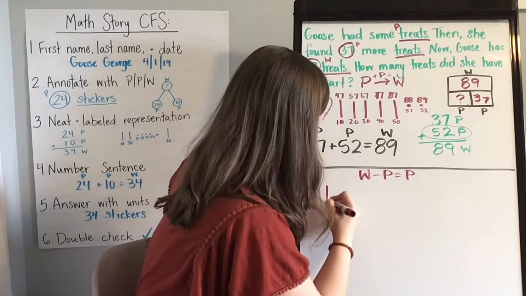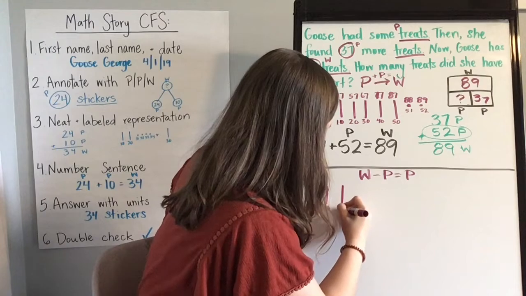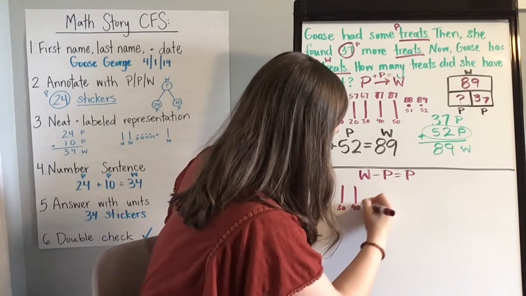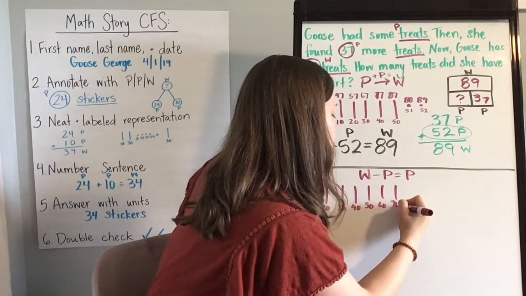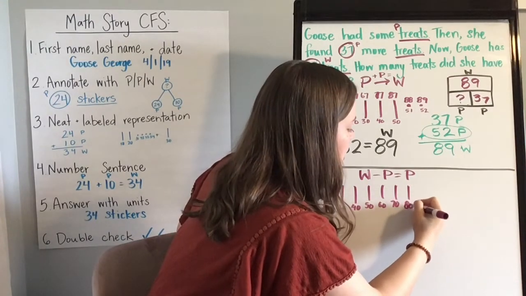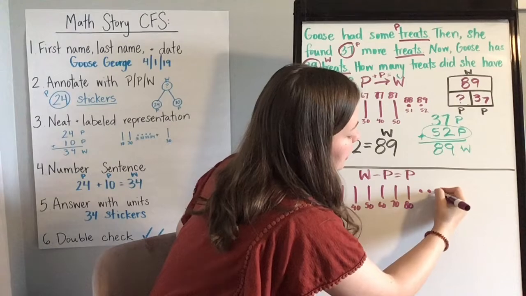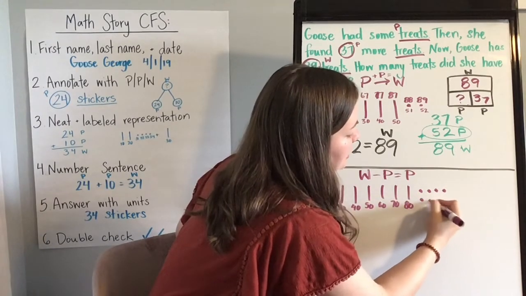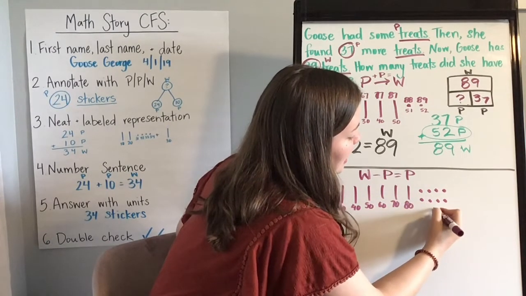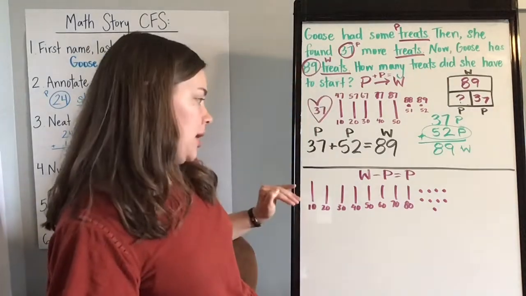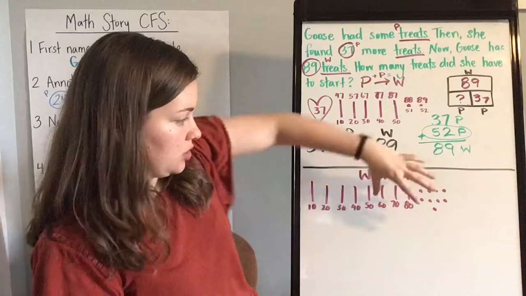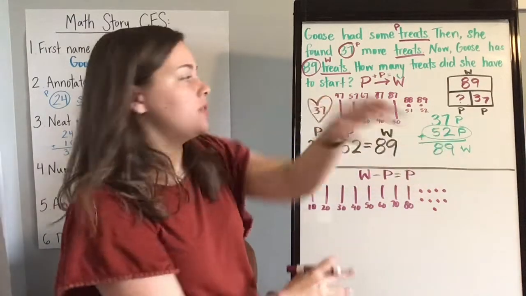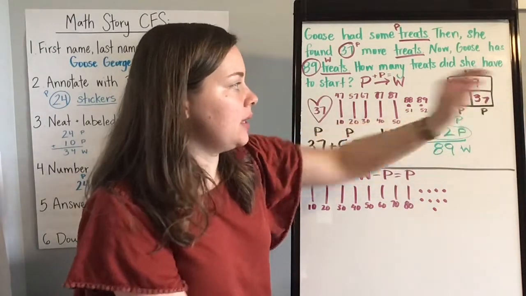I'm going to go through and add my labels. 50, 60, 70, 80, 81, 82, 83, 84, 85, 86, 87, 88, 89. So now I've got my whole, and I said I'm starting at the whole, taking away the part, just some of it, and I'll see what I'm left with. So I need to take away 37.